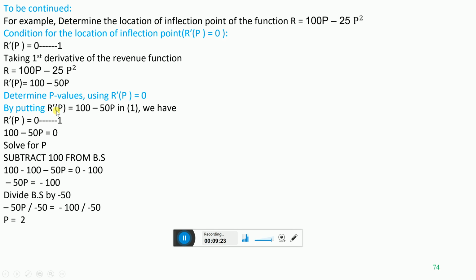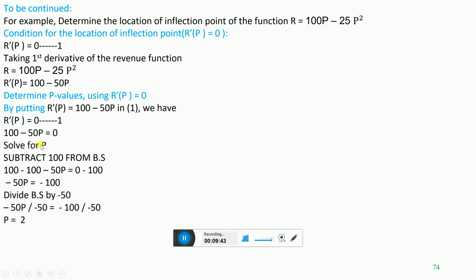We put this R prime of p value in the condition R prime of p is equal to 0. I am replacing R prime of p with its value, 100 minus 50p, in this one. So 100 minus 50p is equal to 0.